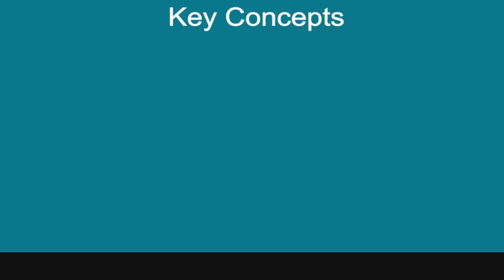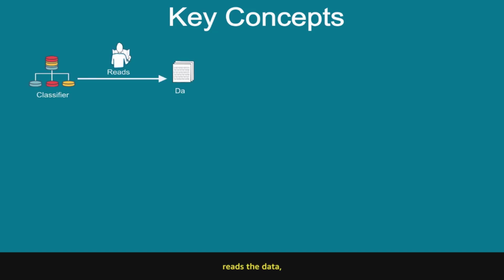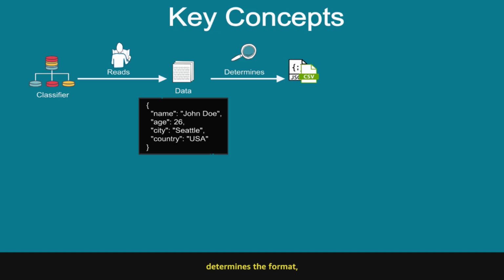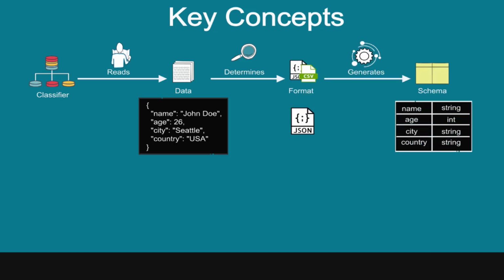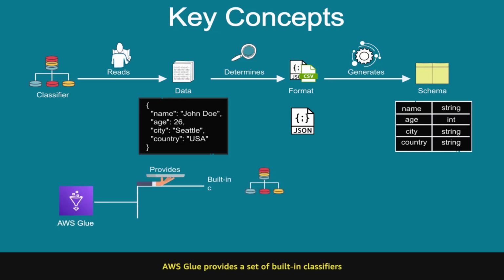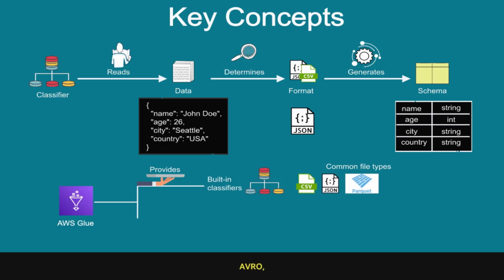When a crawler runs, it uses a classifier. A classifier reads the data, determines the format, and generates a schema. AWS Glue provides a set of built-in classifiers for common file types, such as CSV, JSON, Parquet, Avro, XML, and others. You can also create custom classifiers.